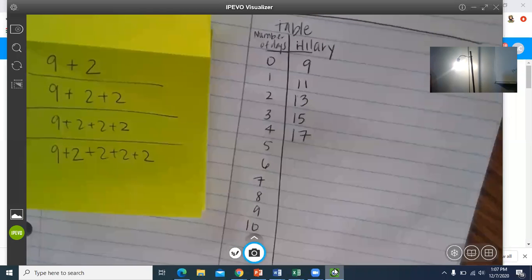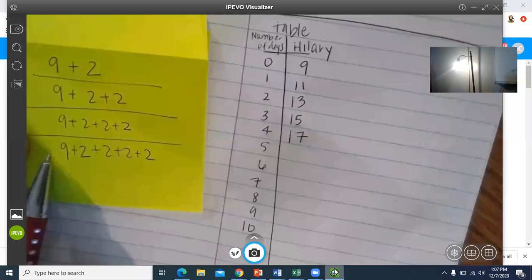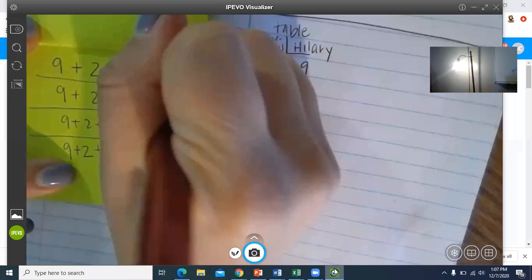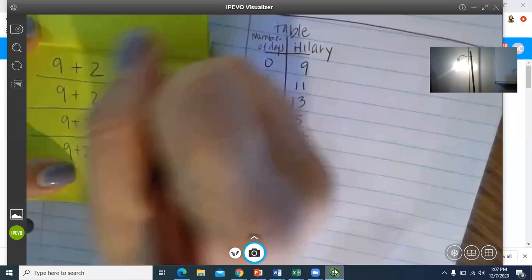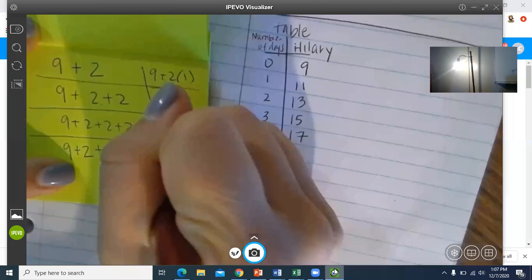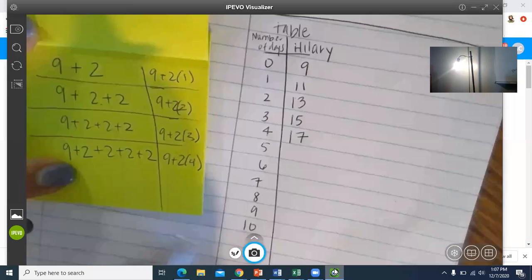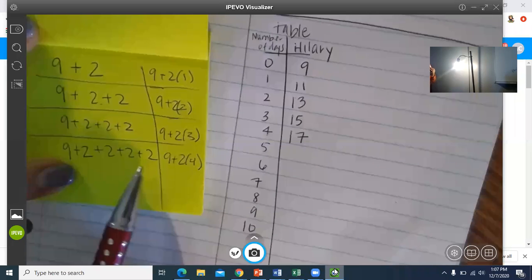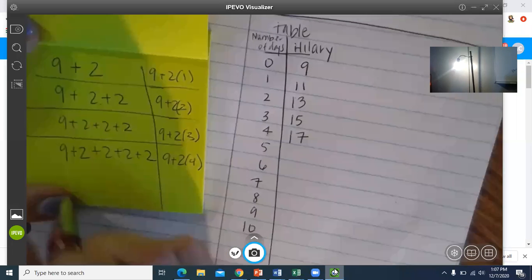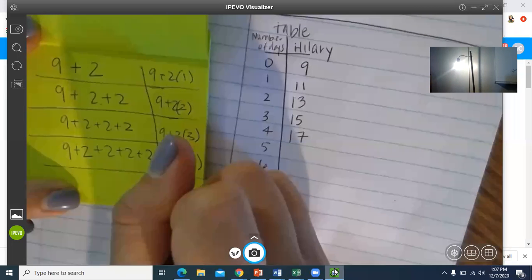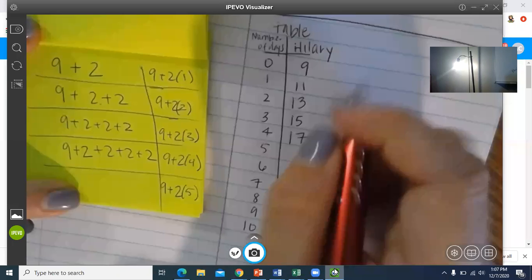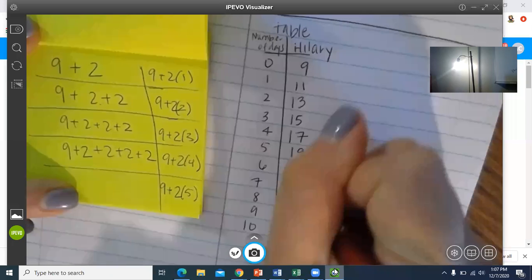And you're going to continue the table. Now, I could write it like this. I could also write it like this. 9 plus 2, I did that 1 time. 9 plus 2, I did that 2 times. 9 plus 2, 3 times. 9 plus 2, 4 times. It's the same way of saying both of them. But instead of having to write the 2 four times, I could just say 2 times 4. So for 5, it would be 9 plus 2, 5 times. And 2 times 5 is 10, so 9 plus 10 is 19. And then you can finish the table.